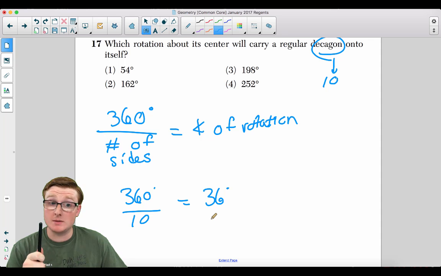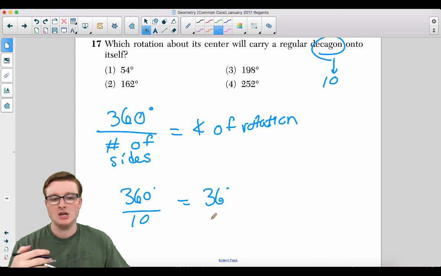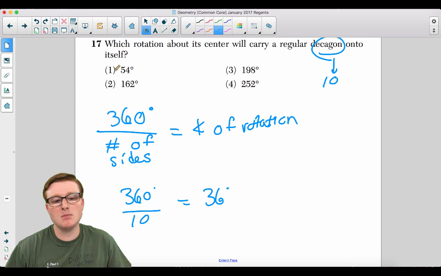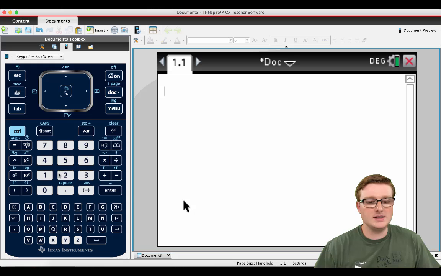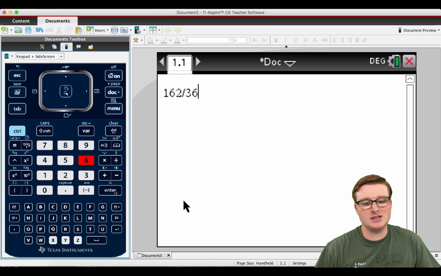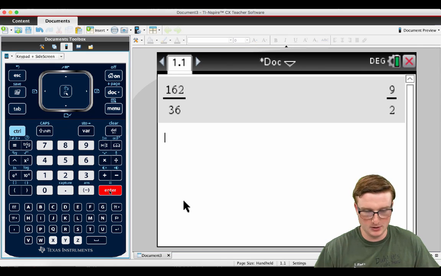But we're smart people. 36 can be multiplied into one of these numbers. Or 36 is a factor of one of these numbers, or a multiple. So is 36 a multiple of 54? No. Because when I say multiple, it has to be whole numbers. 162 and 36. Is 36 a multiple of 162? Well, let's check it out. 162 divided by 36. That's 9 halves. No, it's not a multiple.